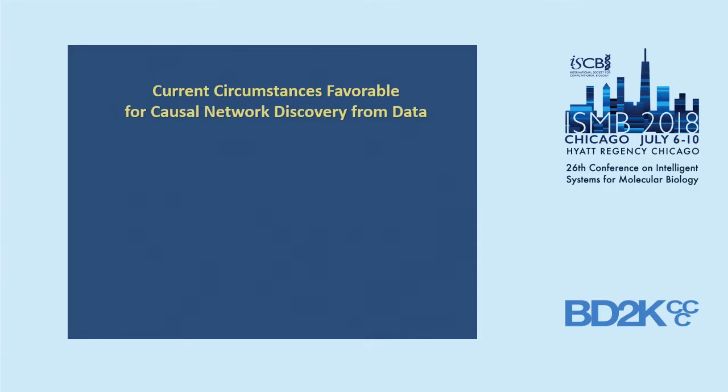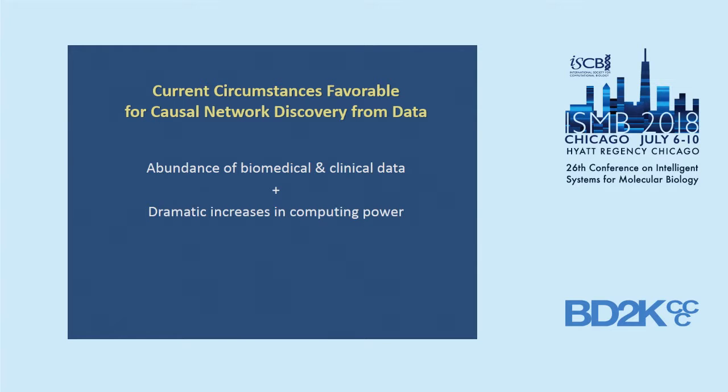The reasons why I think current circumstances favor causal network discovery from data are three. One is there's an abundance of biomedical and clinical data, and we've been talking about that, and we know that's the case, and that's increasing. The other is a dramatic increase in computing power that's available to us. And then third are the algorithmic advances in causal network discovery that I'm going to talk about in just a moment.